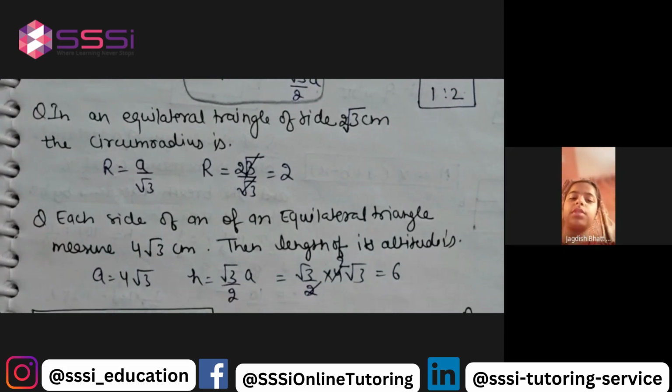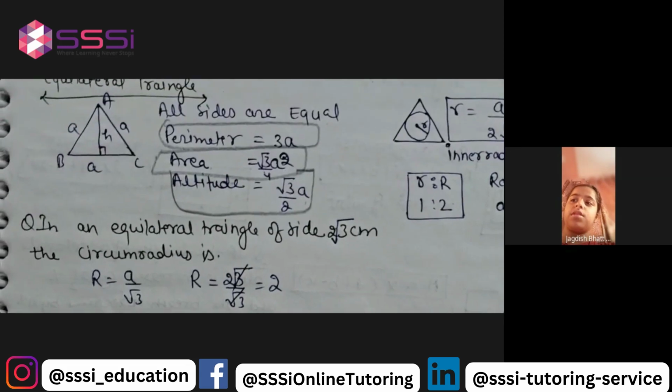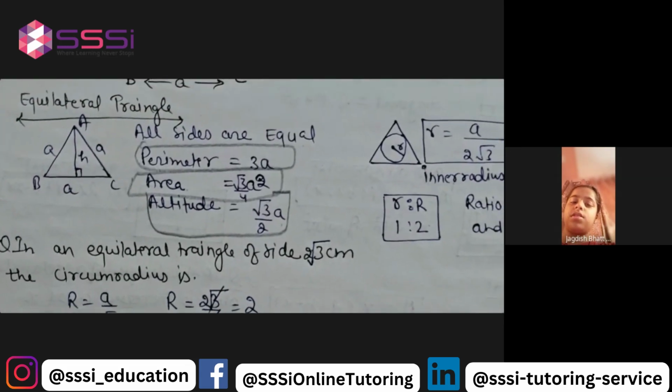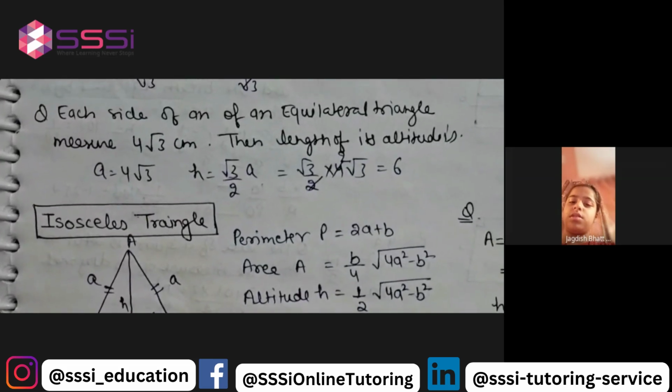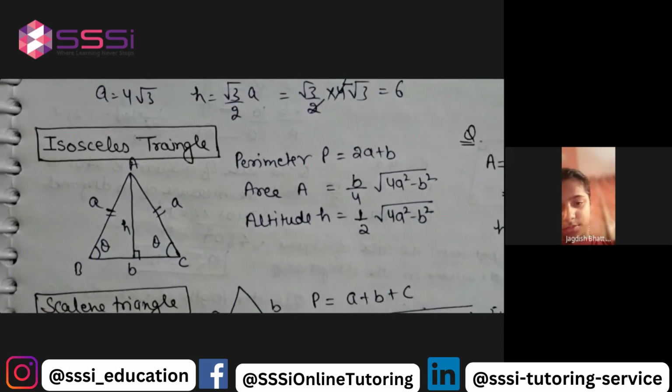In an equilateral triangle, if you have a side, what is the circumradius? I think you should not do this question. Leave that question, maybe it is in your exercise or not, I don't know. But I think we should proceed to the isosceles triangle.